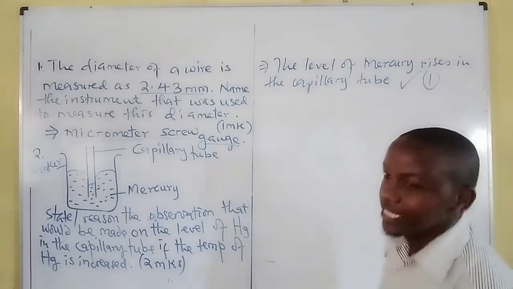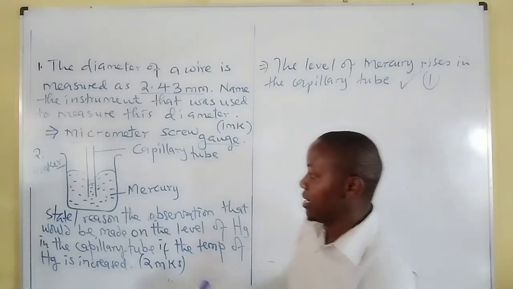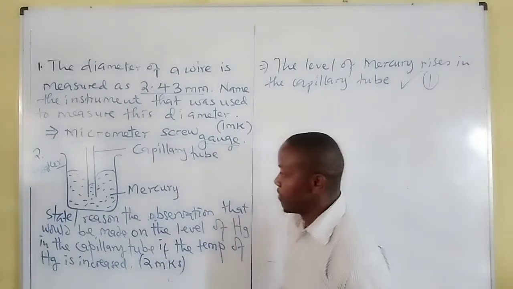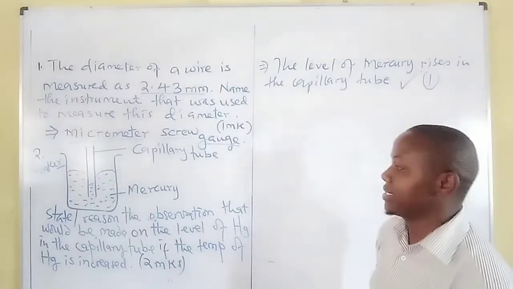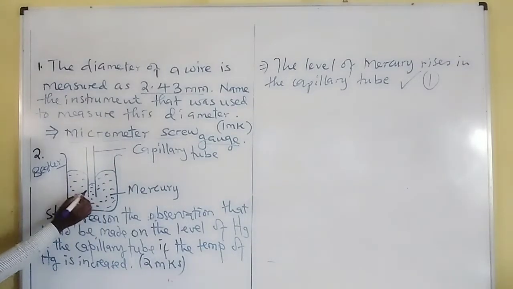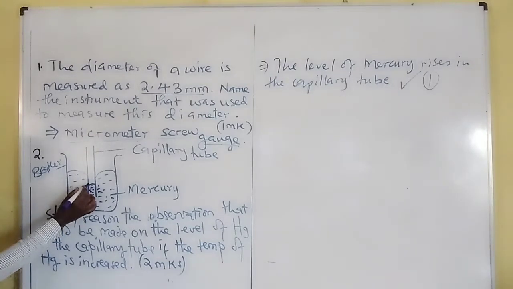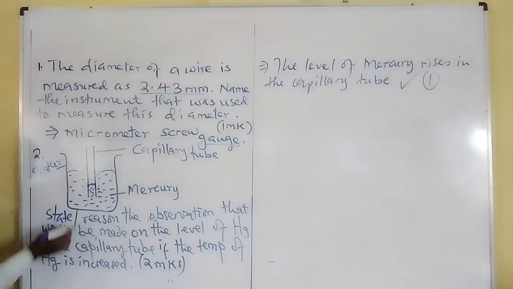We know very well that increase in temperature lowers the cohesive forces of any given liquid or substance. For this matter, we have liquid mercury. Therefore, liquid mercury with increased temperature has lowered cohesive forces. And it is cohesive forces, which are very strong in mercury, which make the level of mercury in the capillary tube to be as low as possible. Therefore, when cohesive forces are weakened by increasing temperature, the adhesive force between mercury molecules and the capillary tube is going to increase, and that will make the column of mercury rise up in the capillary tube.